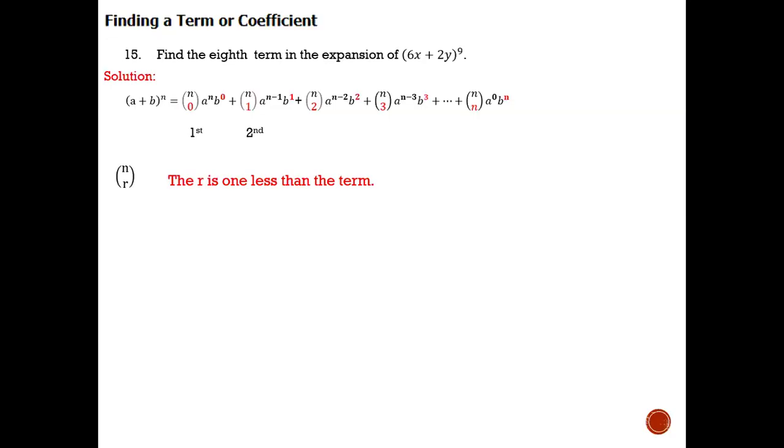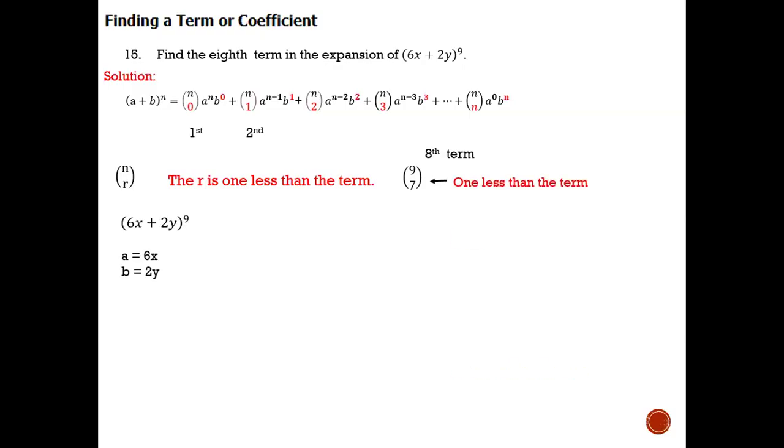First we want to find r, and r is one less than the term that they're giving me. Here we want to find the eighth term, right? Because they're telling us that they want us to find the eighth term. So r is going to be 7. So I'm going to do 9 choose 7. Again, it's one less than the term.